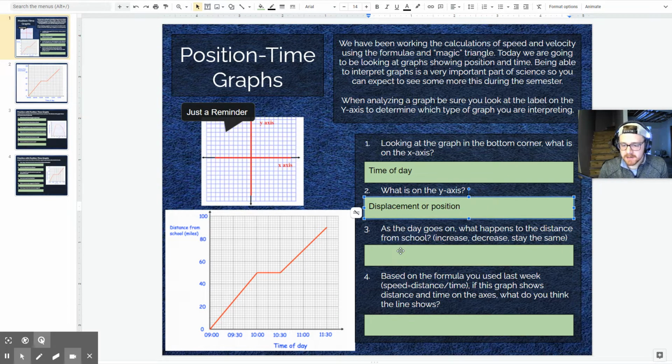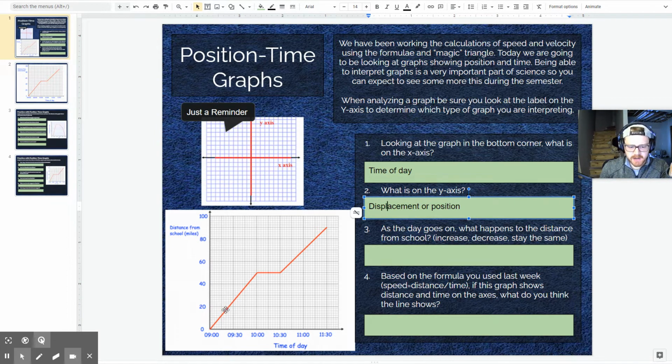So number 3 here: as the day goes on, what happens to the distance from school? Does it increase? Does it decrease? Does it stay the same? Reading this is that interpreting part. We're starting here at 0 on the y-axis. This is how far you're moving away from your original position, or at least this is our original position. When we move away from that position, that's where our graph is going to increase or decrease, depending on if we're moving in a positive direction or a negative direction.